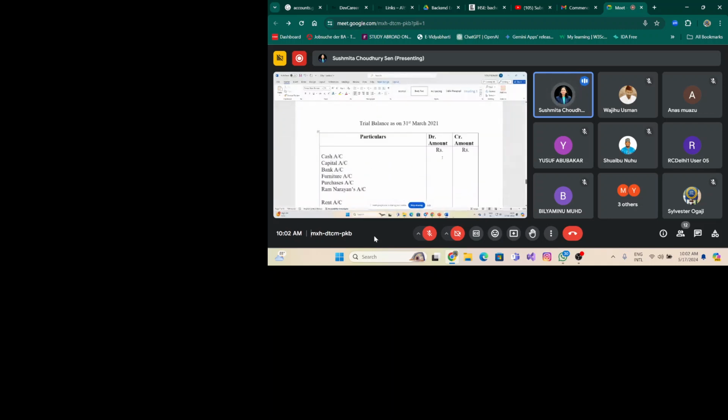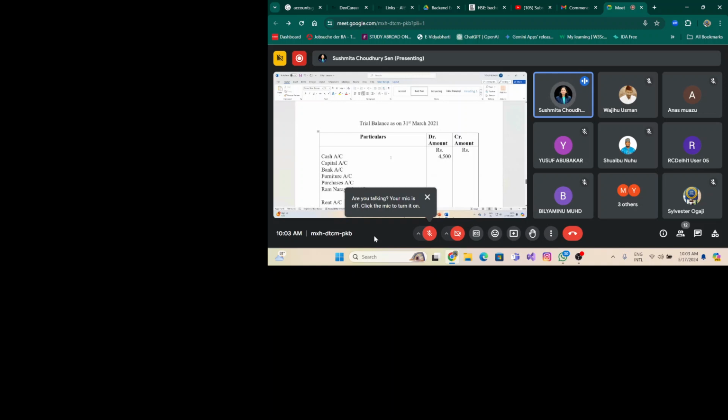100 rupees balance in the cash account. So where is my trial balance? It is at the end. So cash account, debit balance. Just note down all the opening balances by pages.